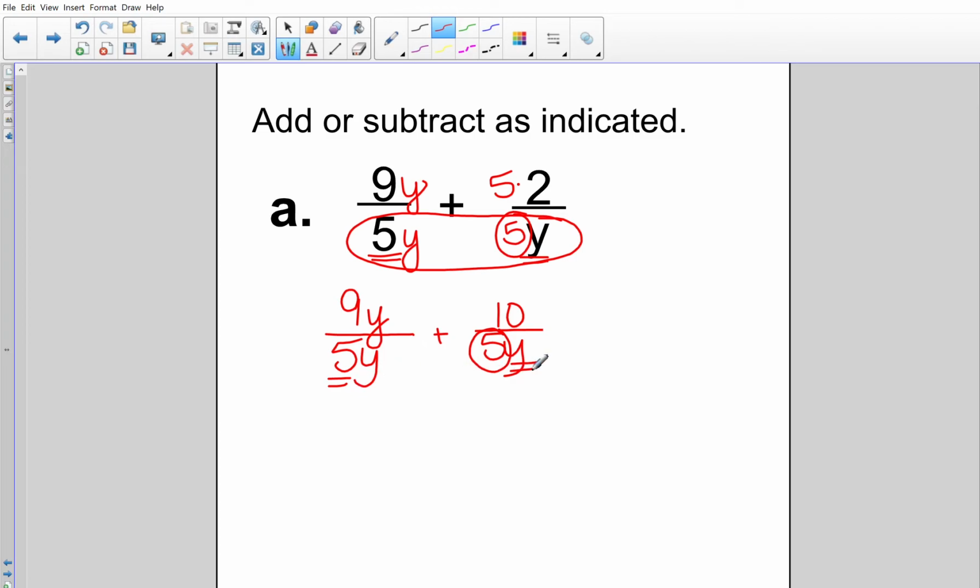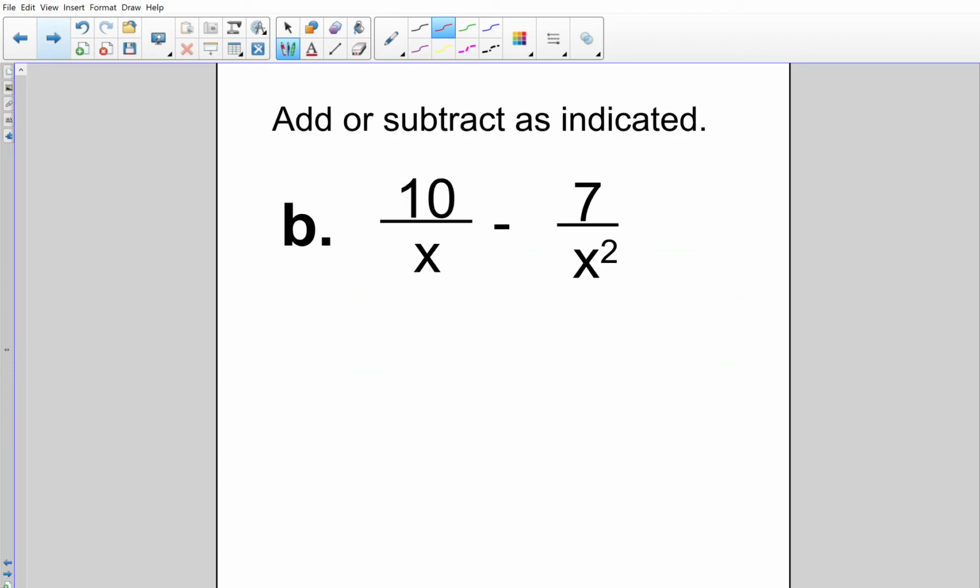So now that I have a common denominator, I'm going to keep that 5y as my denominator. And then look, this has a variable. This does not. Unlike terms. So it's 9y plus 10 all over 5y. And it cannot be simplified any further. This is my final answer.